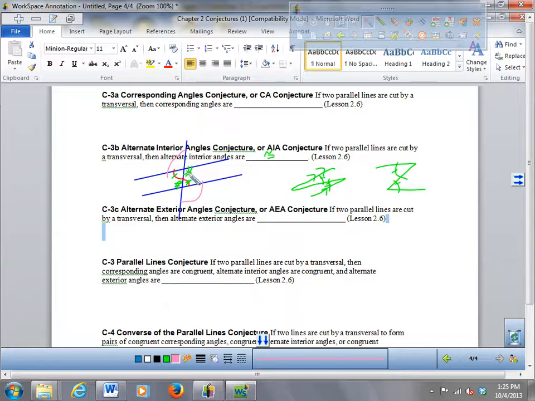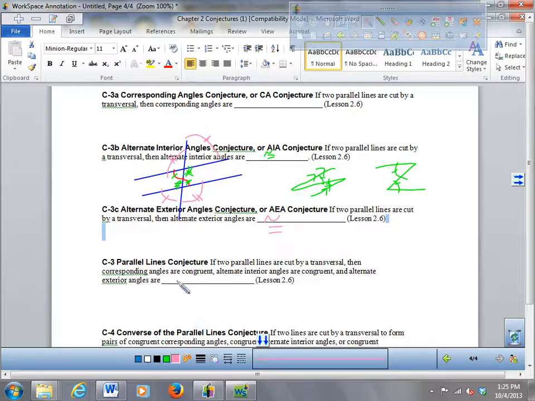You should draw a picture to go along with this so that you know what they are when it comes to a test or a quiz. Alternate exterior angles are the outside ones, like that. And these outside ones over here are another pair of alternate exterior angles. So alternate exterior angles are congruent.